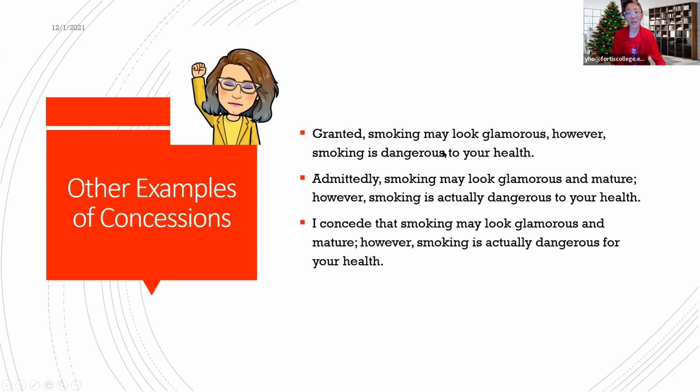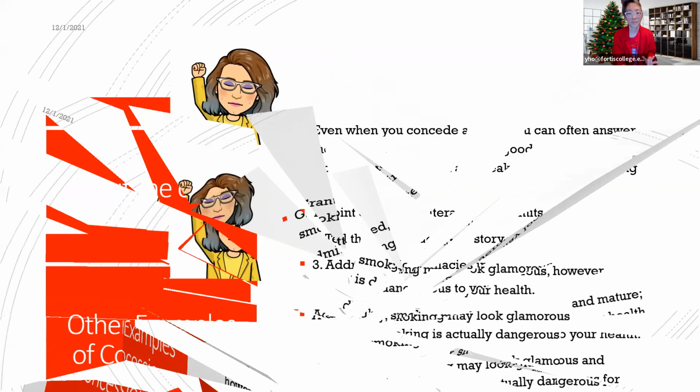Granted, smoking may look glamorous. On the other hand, see, that's another transition word of opposition. You can Google that, and there's a whole list of them. Anyway, you talk about the other side, and then you pivot over to your side. That's how you make your argument look balanced.